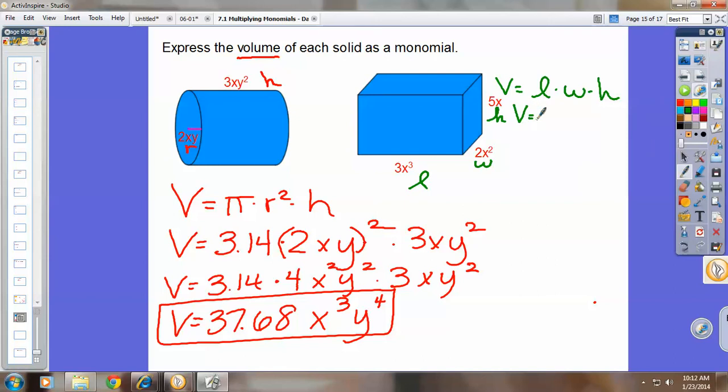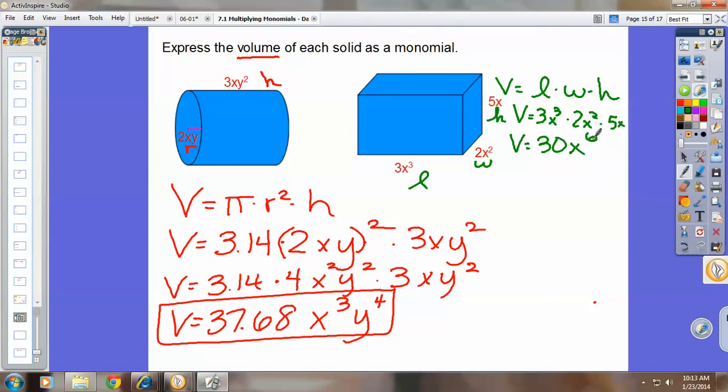The length is 3x cubed, so I'm going to put 3x cubed in for L, times our width, 2x squared, times our height, 5x. Just simplify. You can do this. What is 3 times 2? 6. And 6 times 5? 30. We have 30x to what power? The 6th power, 30x to the 6th.